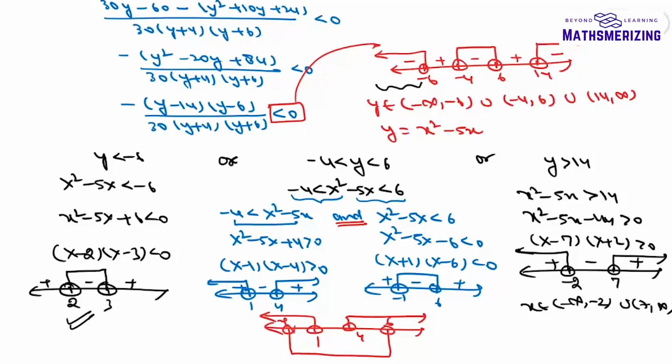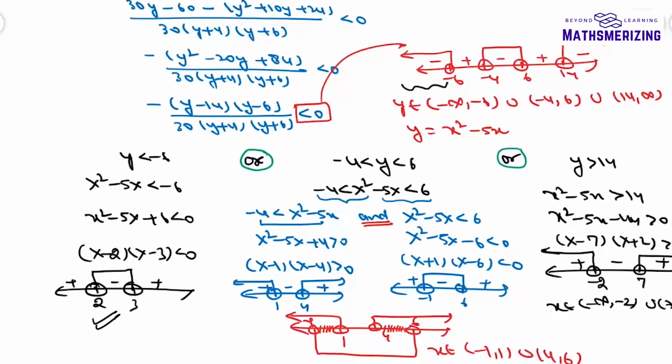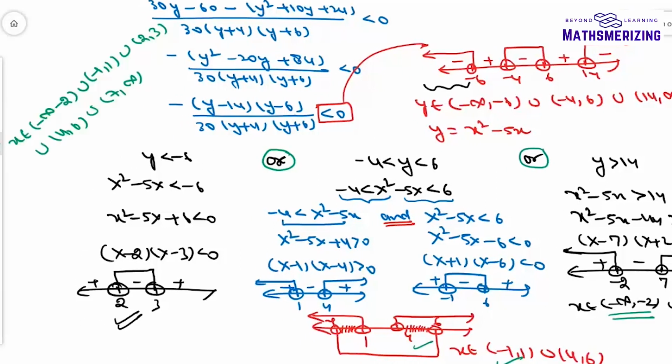Now the interval which is common to both is x belongs to minus 1 to 1 union 4 to 6. Now in all the three cases the condition is OR, and when the condition is OR, we take union. So the answer to this question will be x belongs to minus infinity to minus 2, union minus 1 to 1, union 2 to 3, union 4 to 6, union 7 to infinity. So this is how we solve these questions.